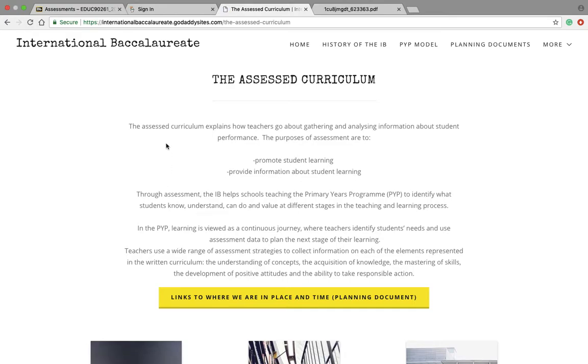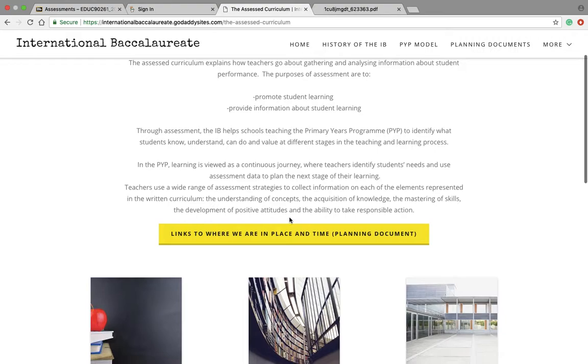The assessed curriculum explains how teachers go about gathering and analysing information about student performance. The purposes of assessment are to promote student learning and provide information about student learning. Here, the IB helps teachers in the primary years program to identify what students know, understand, and can do at various levels. It's viewed as a continuous journey.